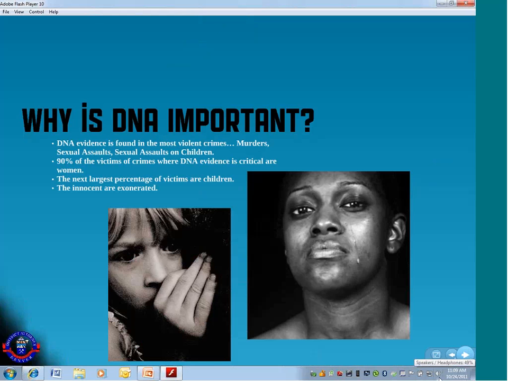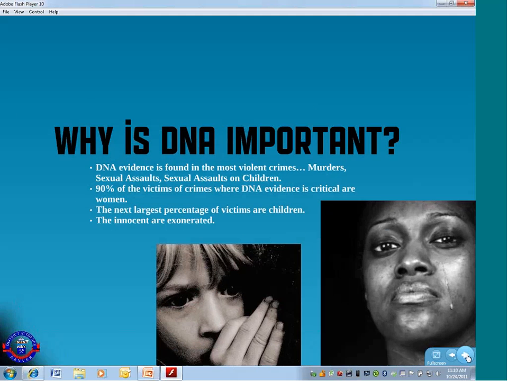Why is DNA important in general? DNA is found in most violent crimes, murders, sexual assaults, and sexual assaults on children. In most of the cases where DNA is significant, 90% of the victims are women. Of the 10% that are left, the majority are children, about 9.5%. That statistic's changed a little bit now that we've started using DNA to solve property crimes, but it goes back almost as long as we've been using DNA to solve cases. And obviously, exonerating innocent people is an important part of DNA evidence.